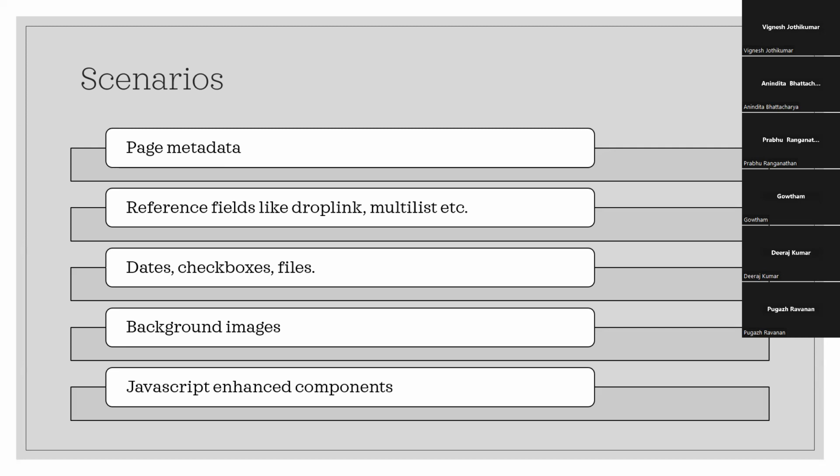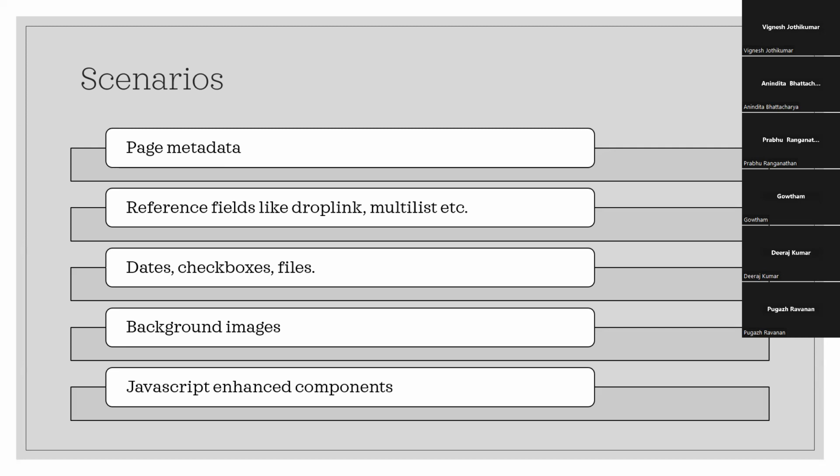Then the next scenario is reference fields. This is the more common one. I guess we have reference fields like drop links, multi-links, multi-lists, tree lists, and stuff like that. These things are not out of the box experience editor friendly. So you need to do something additional as a developer to make sure that they are editable.